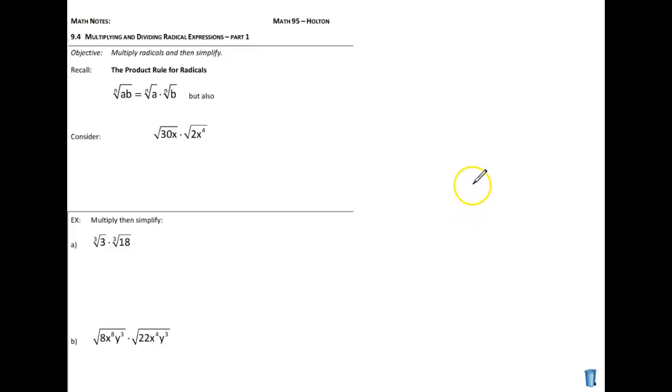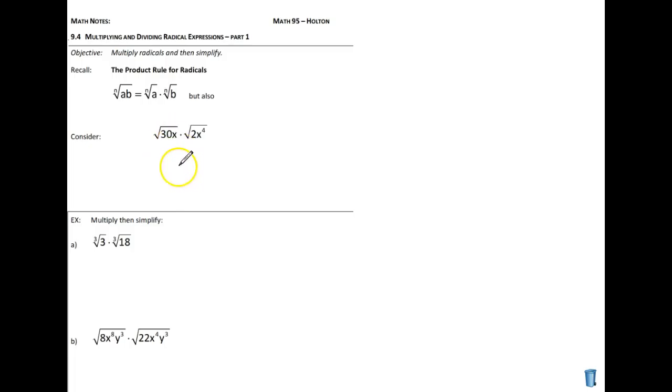Okay, we're going to start talking about section 9.4, which is multiplying and dividing radical expressions. Now we did a little bit of multiplying and dividing in 9.3, but we're going to continue on and we're going to learn how to simplify problems that are a little bit more complex.